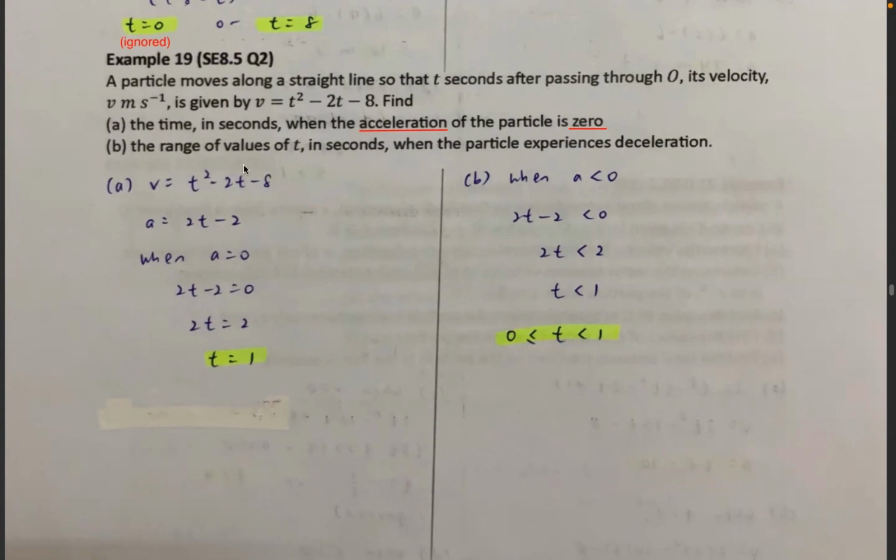Next one, find the range of values of t in seconds when the particle experiences deceleration. Decelerate means a is less than 0. So we take your acceleration function just now, 2t minus 2 less than 0. We bring over the negative 2 to the other side, become positive 2. And the 2 here bring over to divide. So we have t less than 1. Whenever we have t less than a number, we have to write one more line. Because t cannot take negative value, so the latest range will be t in between 0 and 1. And t can be 0.